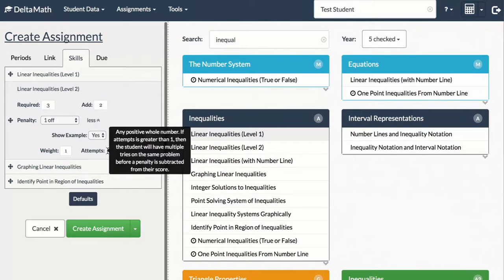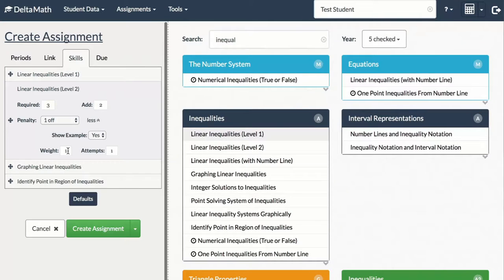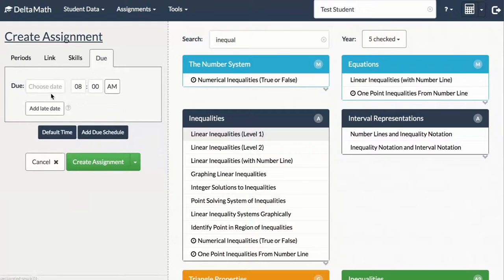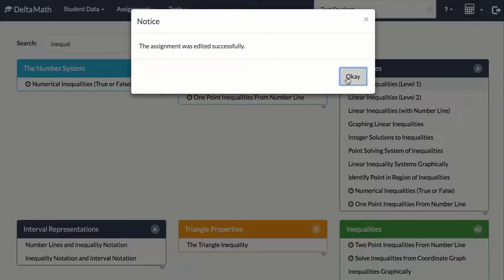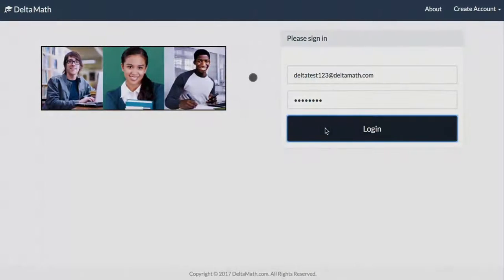Now, remember, we could set the weight here, but that's a little complicated because you don't even know if this one's going to be in there if they got that one right. But something like this, you could definitely set a couple of attempts. And maybe you don't want them to see the example, so we'll just see that when we get there. Okay, so that's it. So let's create the assignment to stay here. Create, and let's go to the student view.